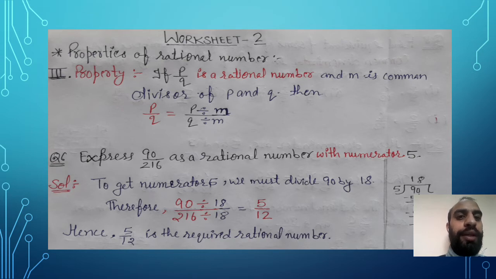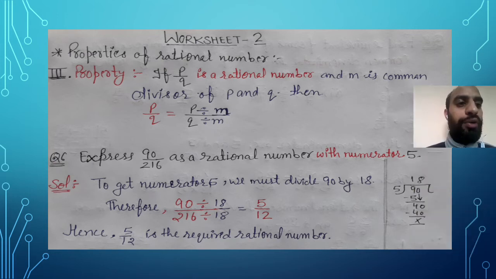Your third property is, if p upon q is a rational number and m is a common divisor of p and q, then p upon q is equal to p divided by m upon q divided by m. This property is applicable when p and q have a common divisor. So let's check how to utilize this property.